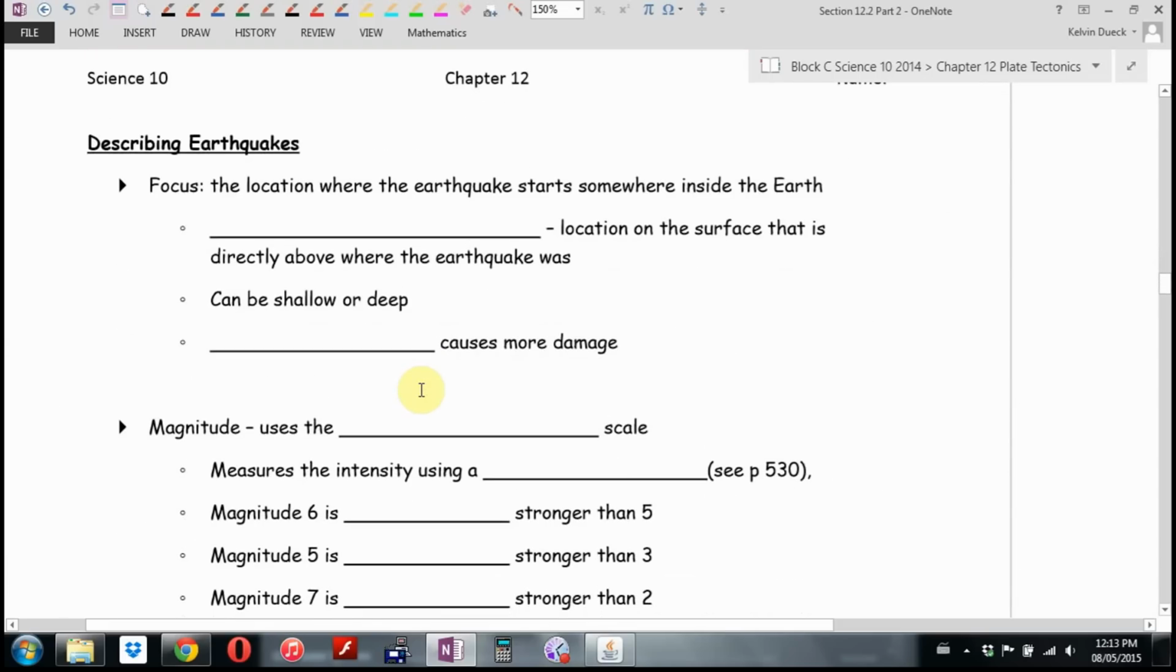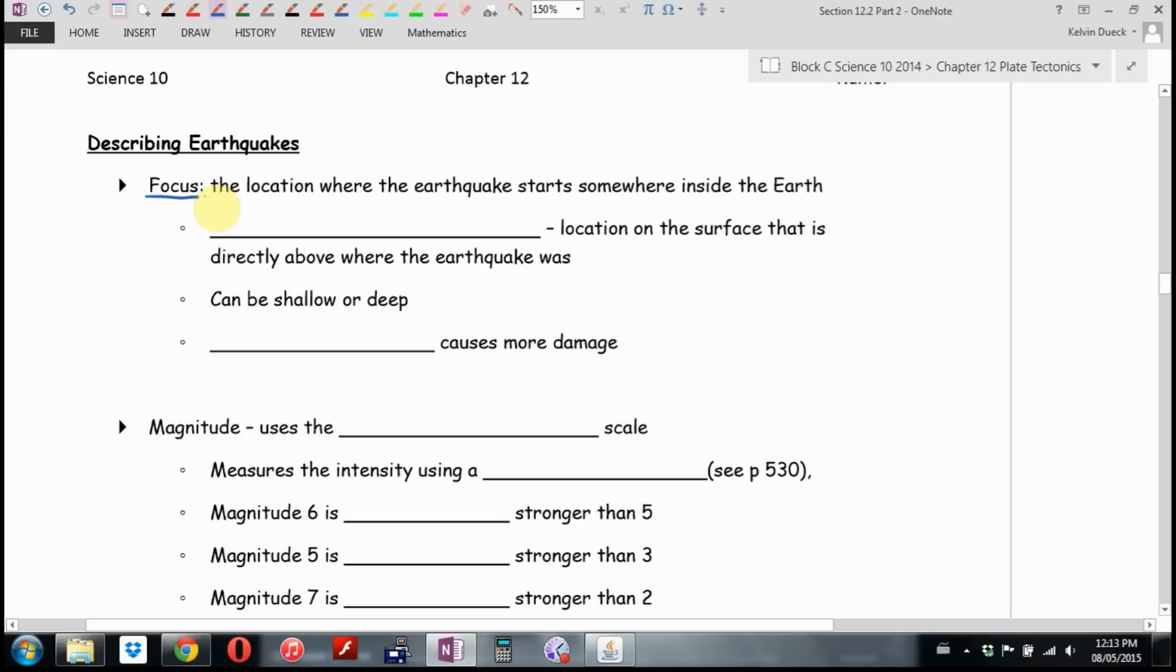So what are some terms with earthquakes? These are all words that would be good vocabulary words to ask on your test, which is not that far away. The first is the focus. That would definitely be a good vocabulary word. What's the focus? It's the location where the earthquake starts, somewhere inside the Earth.